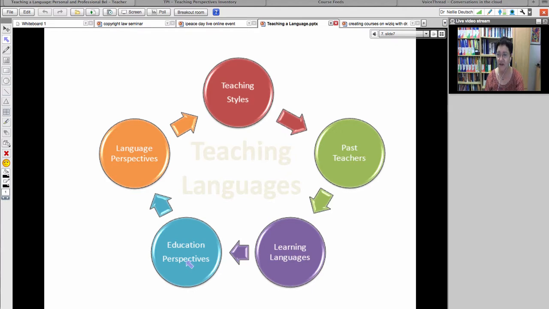And then education. What is education? What is your perspective on education? What are other people's perspectives on education? What does it mean? And then language, as we just said, what is language for you? What is language for others?